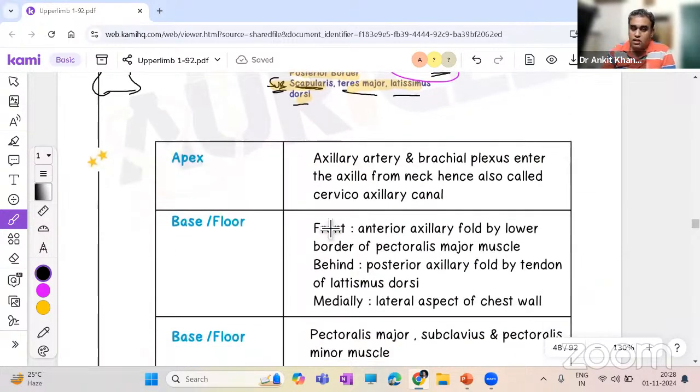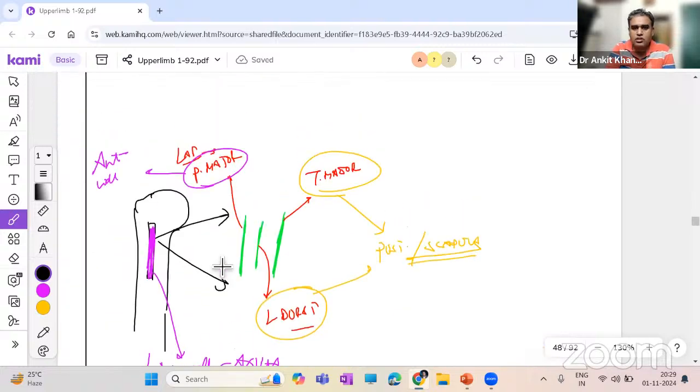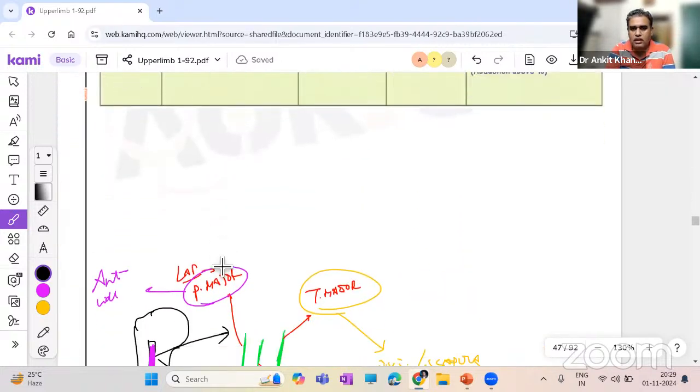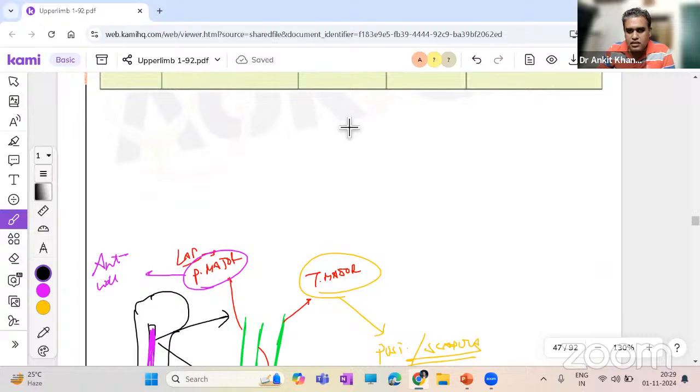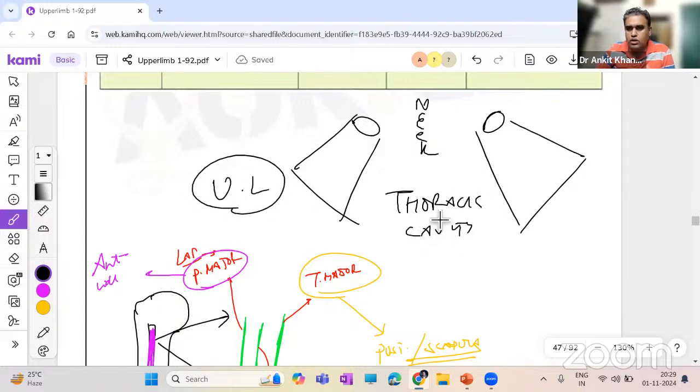Now comes the apex part. What is the apex and base? Coming back to the original figure, what I said in a previous image, that this is the axilla. Imagine this is the axilla on both sides. This is the region of the neck, and in the center, we have the thoracic cavity. Getting the point? On both sides laterally, we have the 2 upper limbs over here, and in between all of this is the region of the axilla.